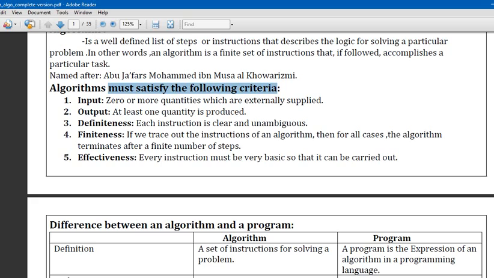An algorithm must satisfy the following criteria. It will have an input, output, it will have definiteness with finiteness, and lastly it has efficiency or effectiveness. Those criteria are mandatory for algorithms.